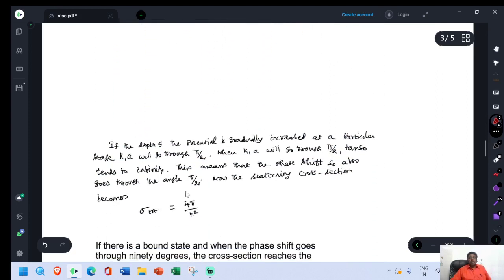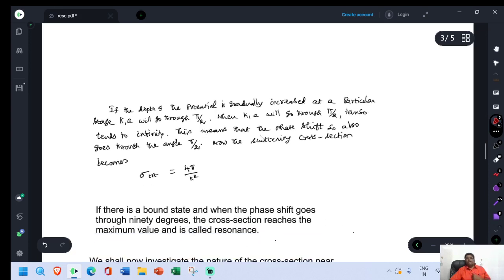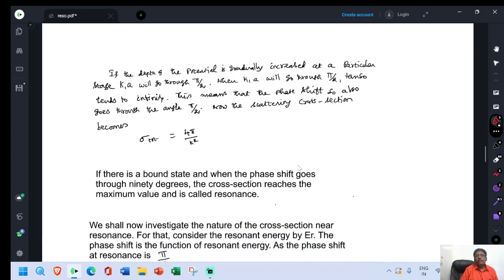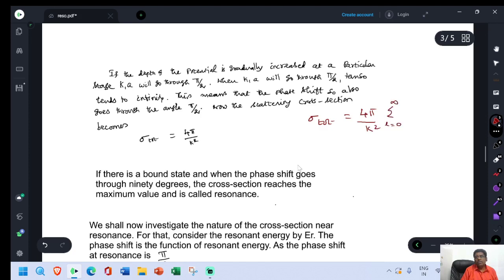Now read out this statement. If the depth of the potential is gradually increased at a particular stage, K1A will go through pi by 2. When K1A goes through pi by 2, tan del 0 tends to infinity. This means that the phase shift del 0 also goes through the angle pi by 2. Now the scattering cross section becomes sigma total equal to 4 pi by k square, because the formula for sigma total is 4 pi by k square summation over L equal to 0 to infinity of 2L plus 1 sine square delta L. This is the formula for total scattering cross section.